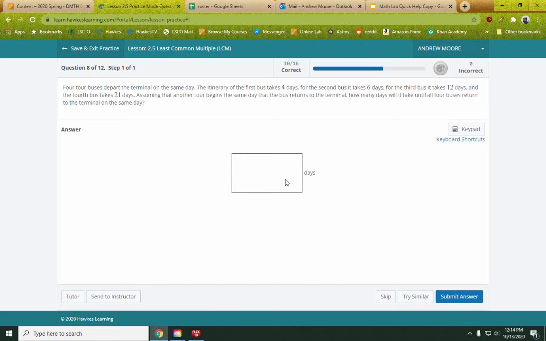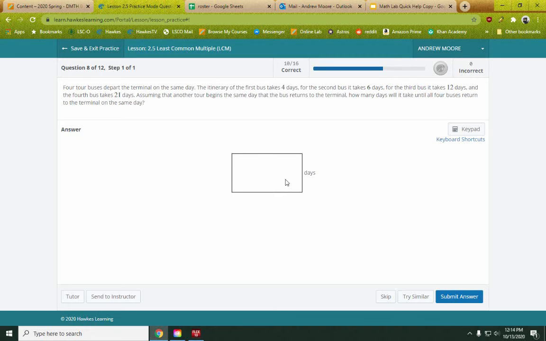4 tour buses depart the terminal on the same day. The itinerary of the first bus takes 4 days. For the second bus, it takes 6 days. For the third bus, it takes 12 days. And for the fourth bus, it takes 21 days. Assuming that another tour begins the same day that the bus returns to the terminal, how many days will it take until all 4 buses return to the terminal on the same day?